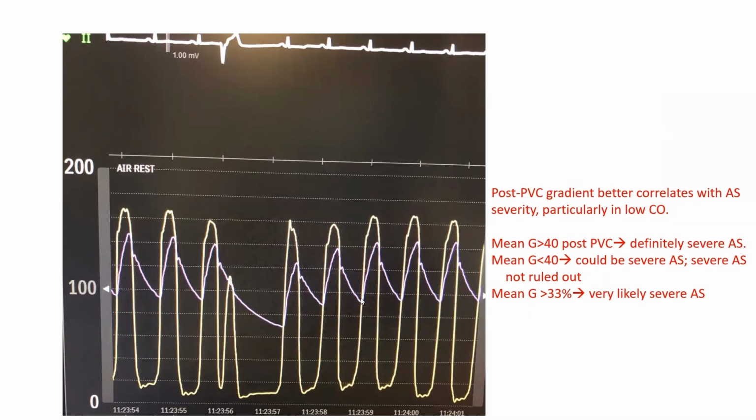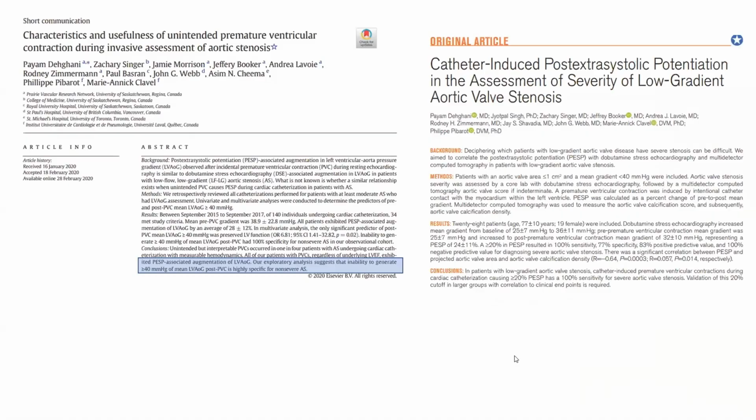You cannot stop there. Another parameter that has been studied by the same Canadian group is a mean gradient rise of more than 33% compared to the average mean gradient before PVC. More than 33% change is very likely severe AS. This is a relative change. So remember, 33% and more than 40 after PVC. Use PVC to your advantage, not just for HOCM. People don't know that. PVC is very valuable in AS. See how high the gradient goes up, particularly in those low gradient, possibly severe AS. Those are the two papers, if you'd like to review them.